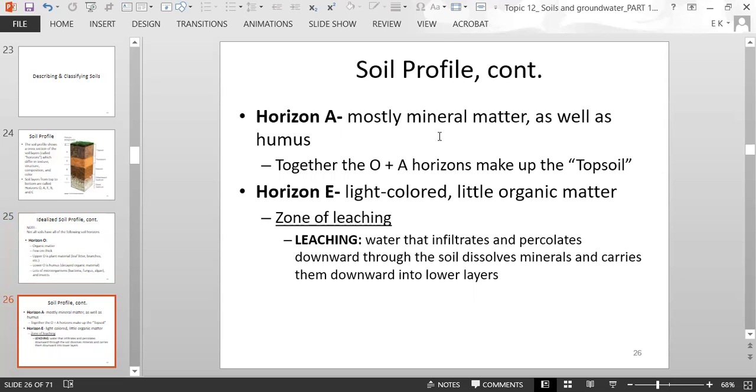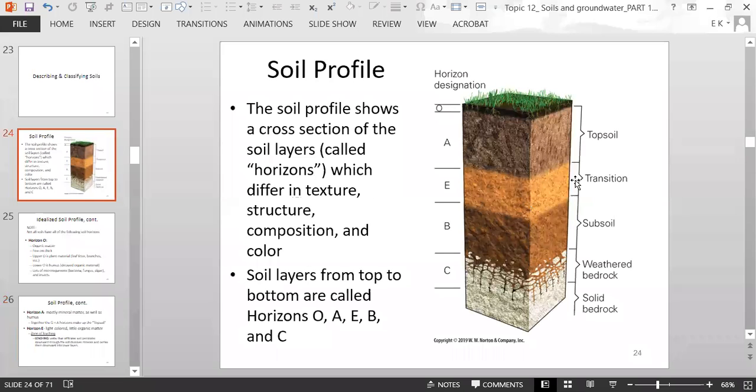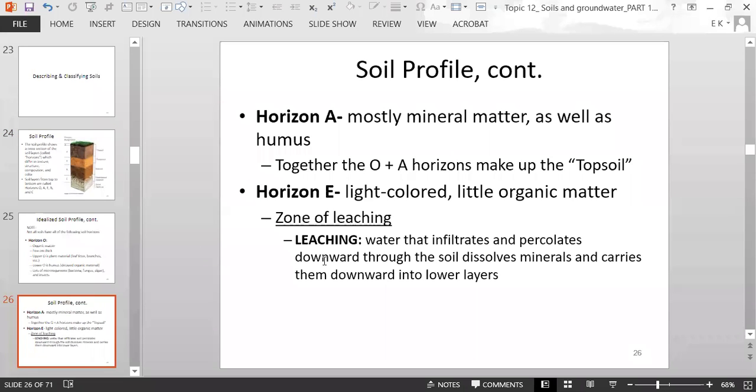Horizon A is mostly mineral matter as well as humus. And together the O and the A make up the topsoil. Horizon E is lighter colored and it has little organic matter. Okay, so again, your E is a lighter color. It does not really have organic material in it. That is called the zone of leaching.